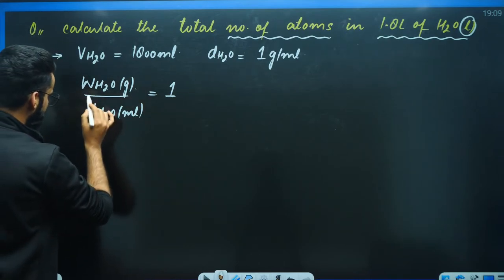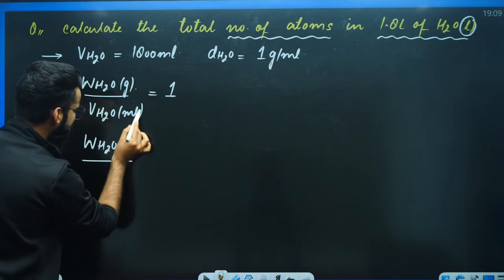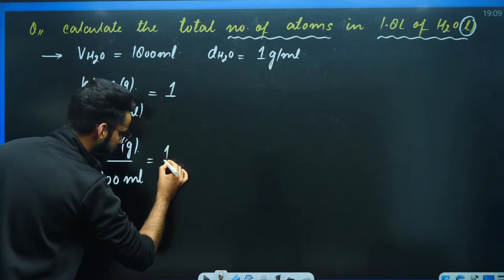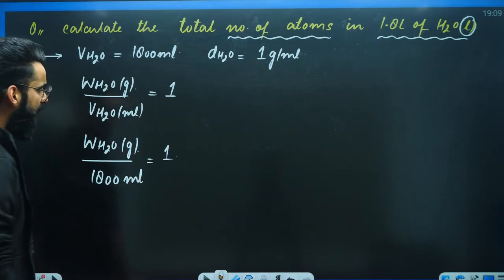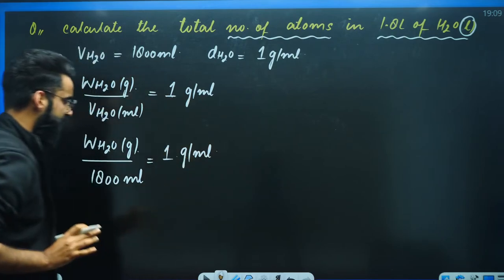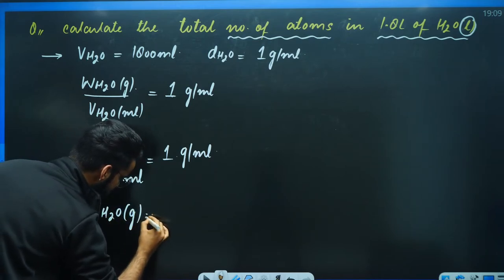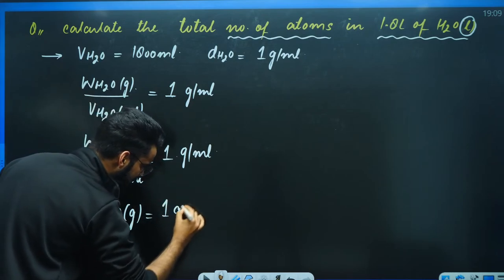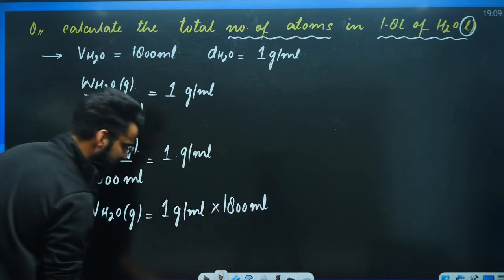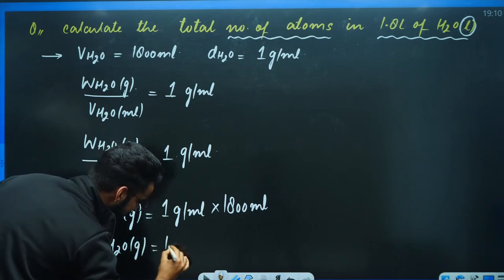Now look at the question carefully. I can write mass of water in grams divided by the volume of water in ml, which is given to us as 1800 ml, and this term overall is equal to 1. This is the density of water, which is in terms of grams per ml, 1 gram per ml, right? Now, as per simple calculation, can we calculate the mass of water from here? Absolutely. The mass of water is going to be 1 gram per ml multiplied by 1800 ml. The ml and ml get cancelled, so we get the mass of water as 1800 grams.